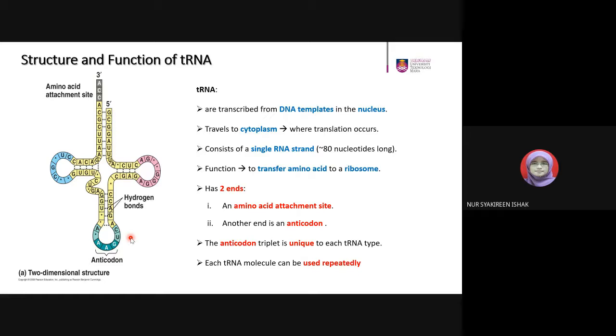So each tRNA molecule can be used repeatedly. So after one tRNA brings a specific amino acid to the ribosome, it can bring another same amino acid to the ribosome, kalau ribosome reads the same codon of the mRNA, okay. So these are the bonds between the bases, okay. So kalau guanine and cytosine, you have 3 hydrogen bonds. Uracil and adenine, you have 2 hydrogen bonds.